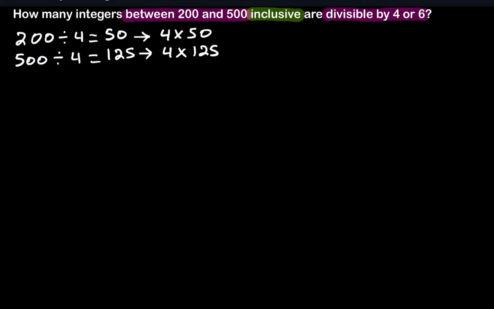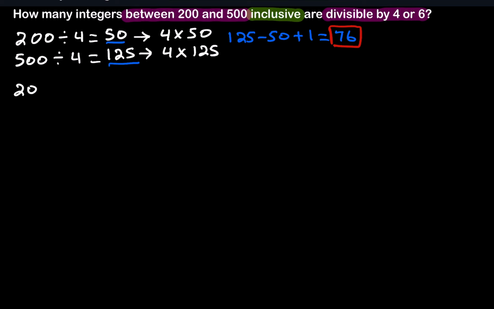But now what we need to do is determine how many total multiples of 4 there are in this range. We can do that by using a formula: largest number minus smallest number plus 1. 125 minus 50 plus 1 equals 76. There are 76 multiples of 4 in this range. Now we're going to do the same for 6.